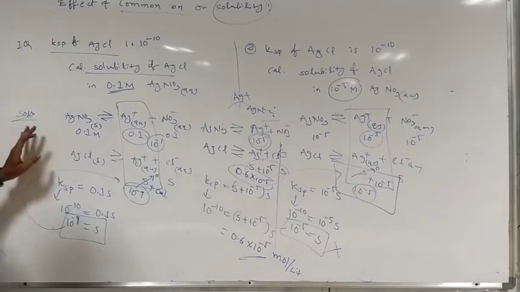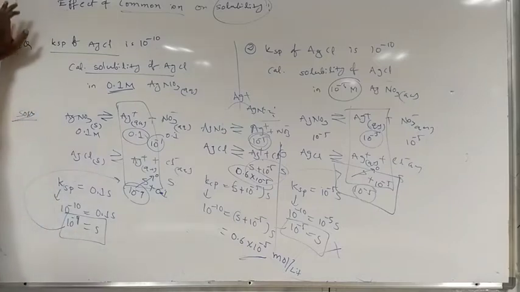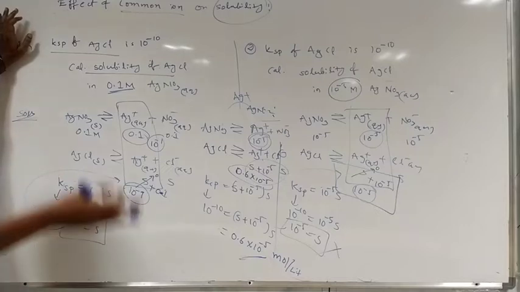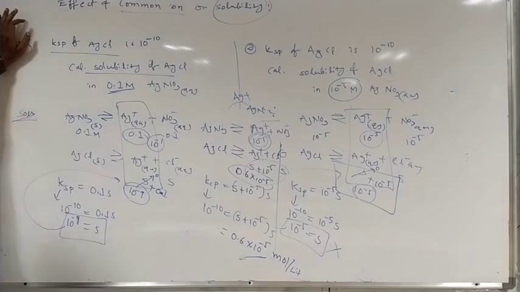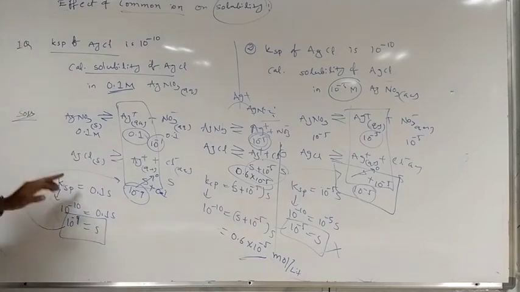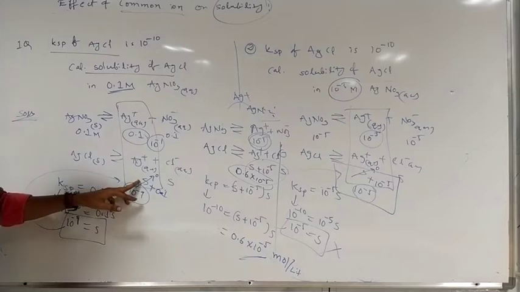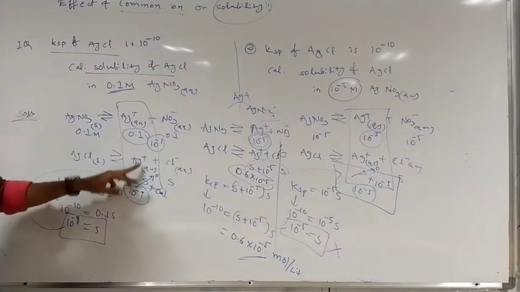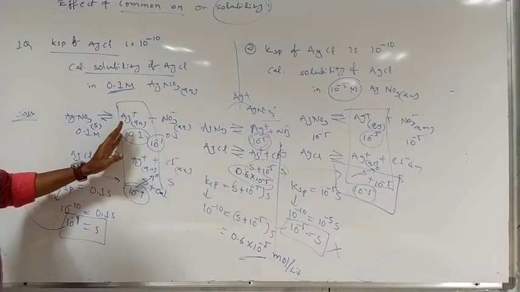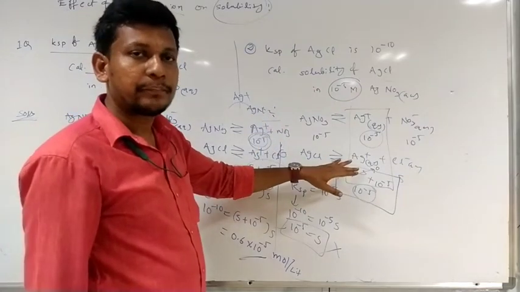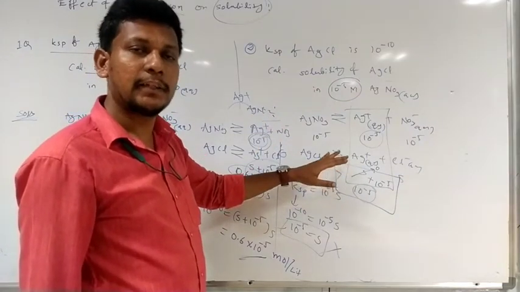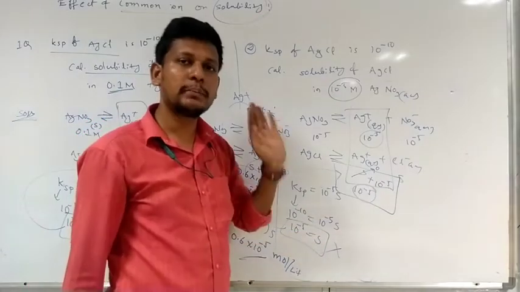Because here the common ion concentration is more, the concentration of this one is negligible. Here more concentration is there, so we are going to neglect this one. Here more concentration is not there; the common ion concentration is less, so we are not going to neglect this term.